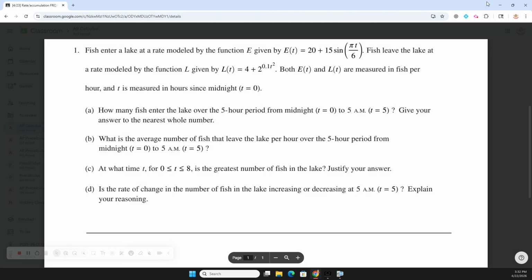All right, so let's look at C. C says at what time, T, from 0 to 8 is the greatest number of fish in the lake, and we're going to justify the answer. So we're looking for a maximum.